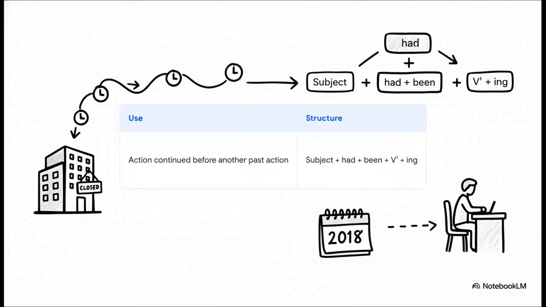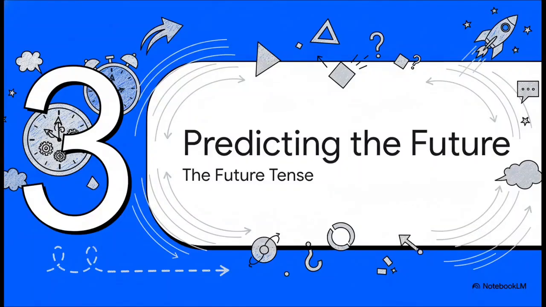So, what if you want to stress the duration of an action that was happening before something else happened in the past? That's a job for the past perfect continuous. In this example, he had been working there since 2018. This is setting a scene. If we added, when the company suddenly closed, it perfectly shows the whole long period of his work before that other event.